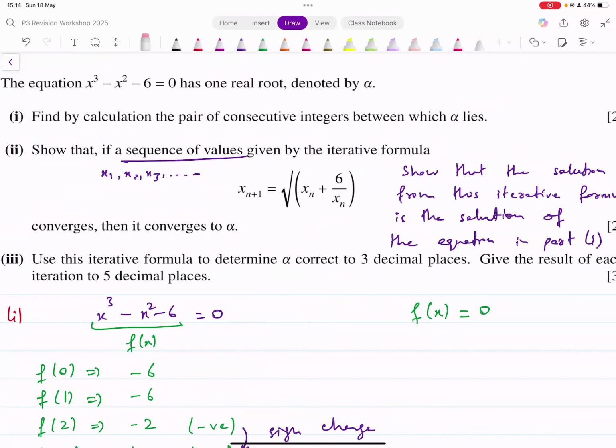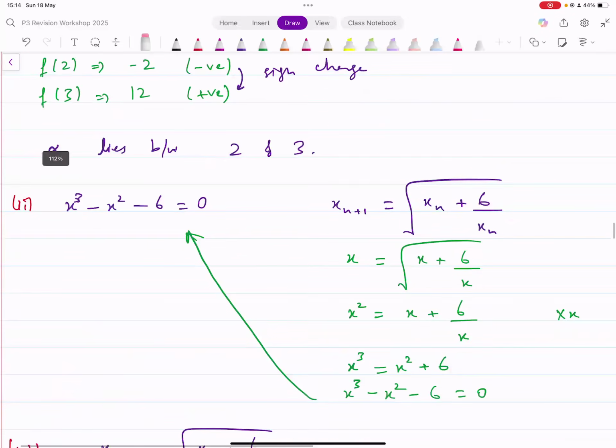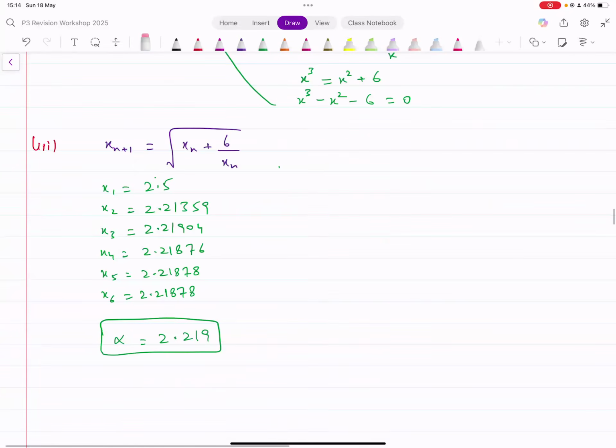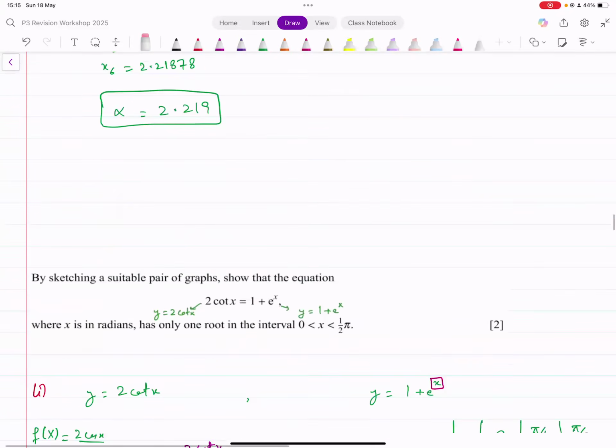So that's what you prove in such questions, that the iterative formula and that equation correspond to each other. So generally, you would simplify the iterative formula and prove that it can be converted to that form. Okay. Last part is just the use of iterative formula. You can have a look at that.